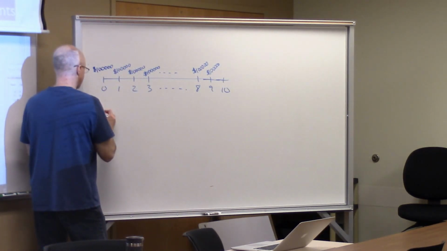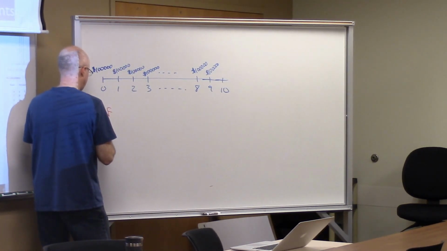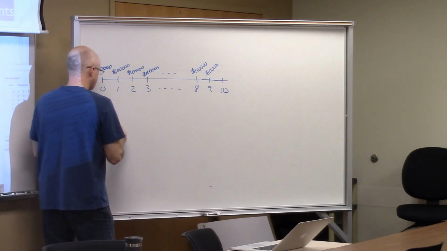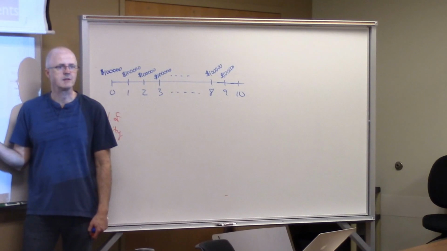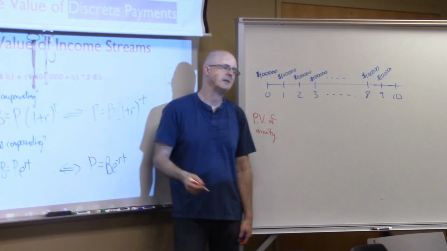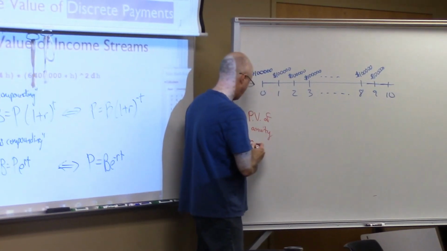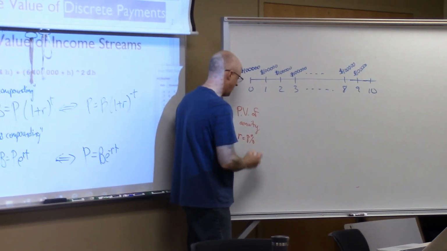The present value of the annuity. Let's go ahead and assume it's based on the annual compounding formula. And let's pretend it's a great bank account. 8% interest rate. Wow.